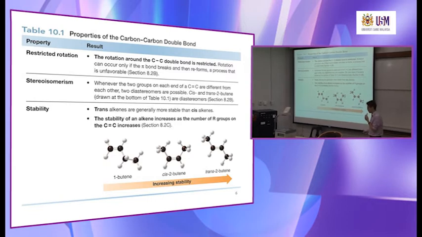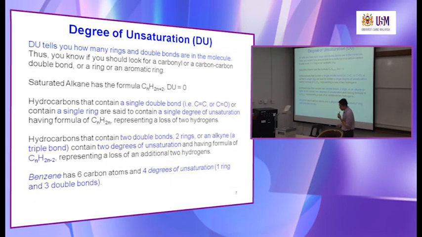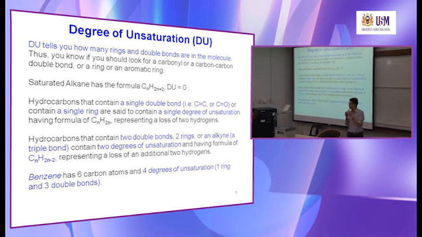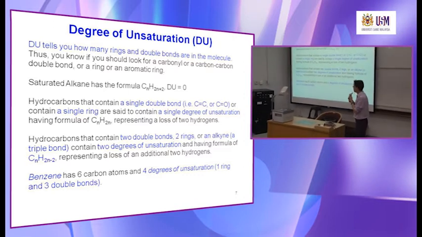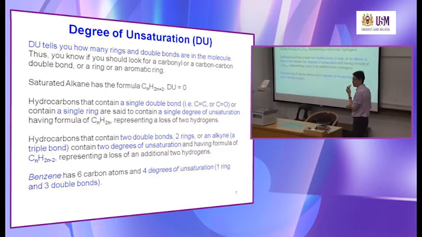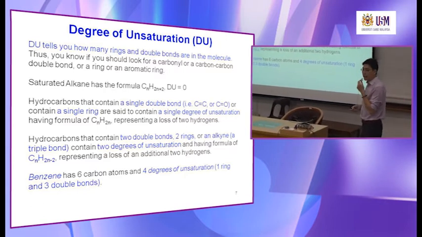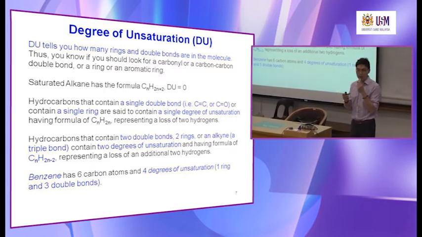How about this? Degree of unsaturation. Did you learn it before? No, so never mind. Degree of unsaturation is very simple. It can indicate how many rings or how many double bonds you have.